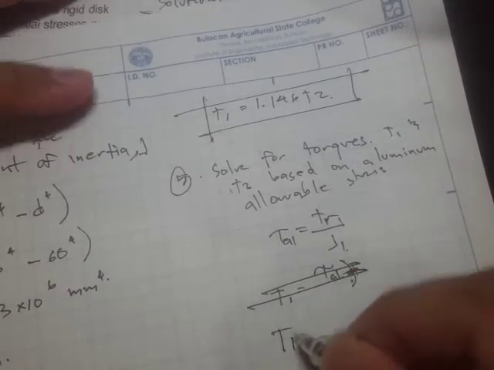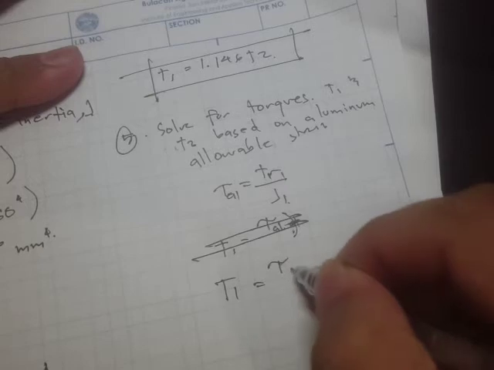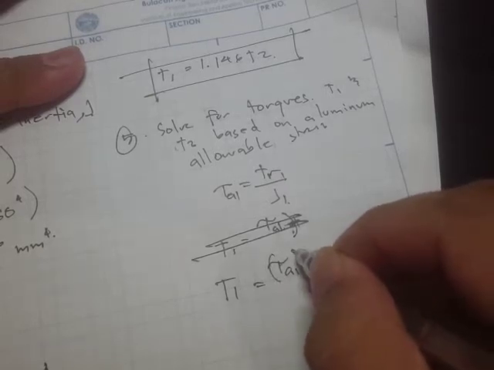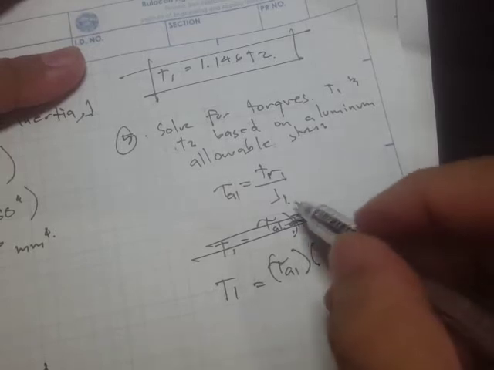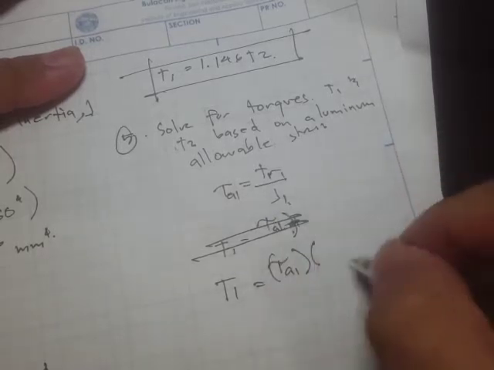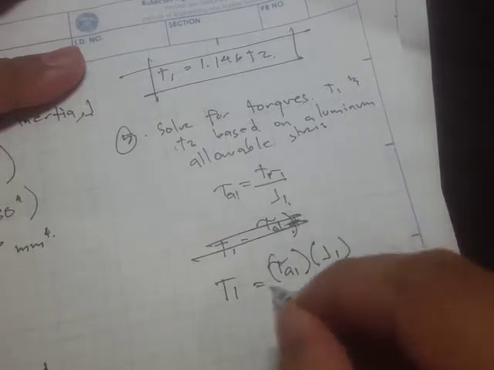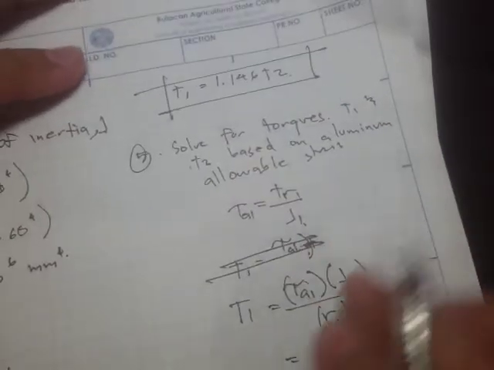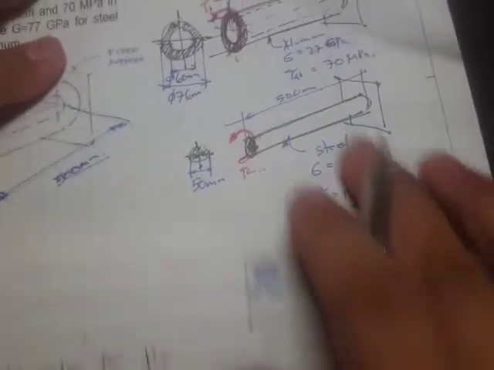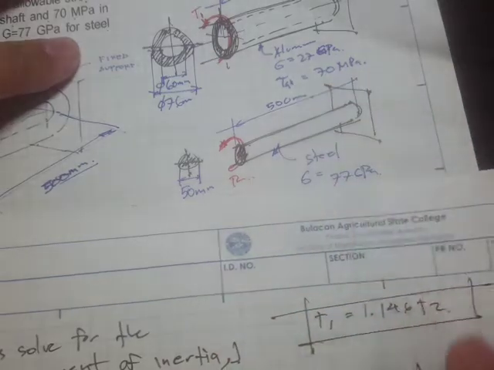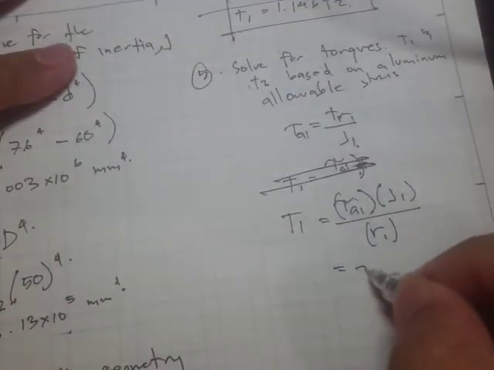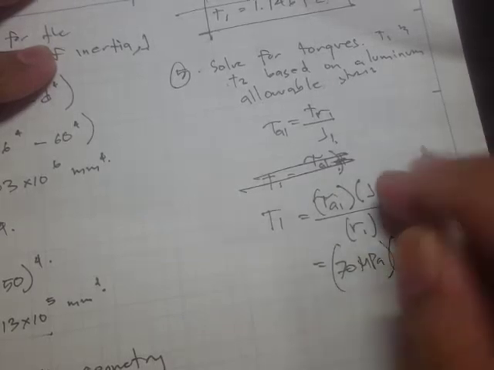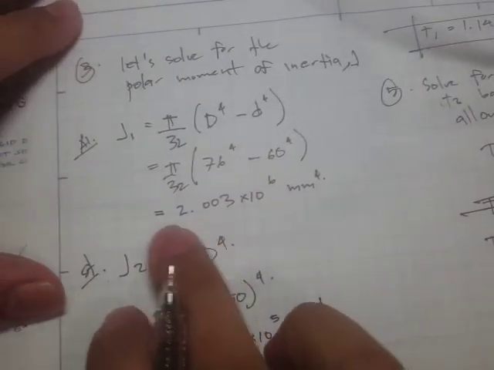Let me rewrite it. This is TA1, that's allowable for aluminum, times the J. So that's the J1, that's the aluminum, all over the radius of the aluminum. So what's this allowable stress for aluminum? It says here 70 megapascals. So this is 70 megapascals times the polar moment of inertia of aluminum.